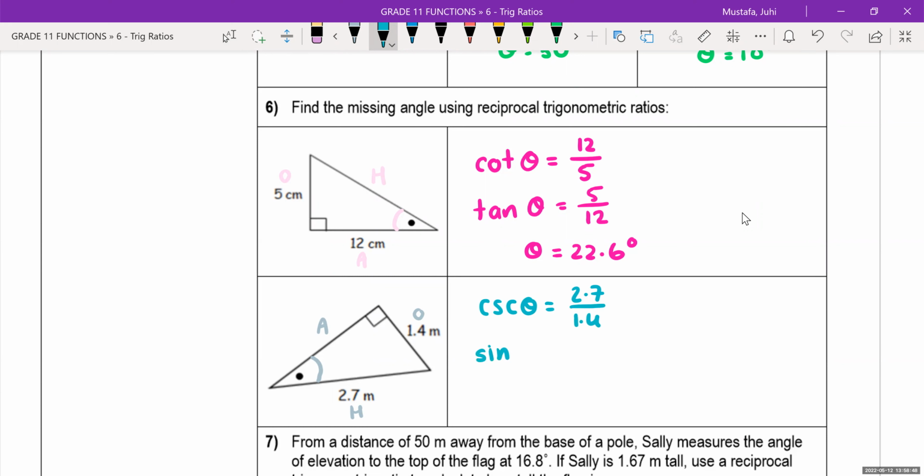Not right now. Let's wait till we're done this. And then to solve the rest of the question, we're going to go sine inverse 1.4 divided by 2.7, and I'm getting 31.2 degrees. Did you guys get that as well?